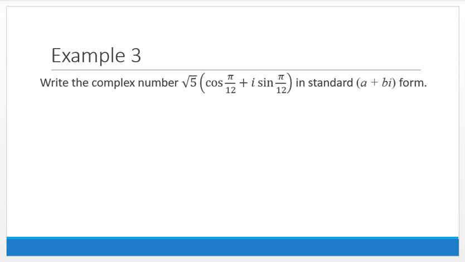Okay, now let's do one of those conversions backwards. So now we have the complex number in trig form. So we have r cosine theta plus i sine of theta, and they're going to have us change it to the a plus bi form.